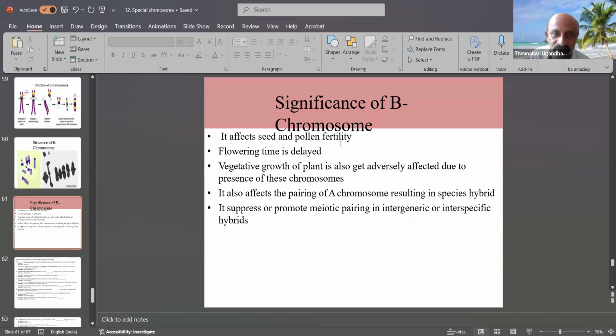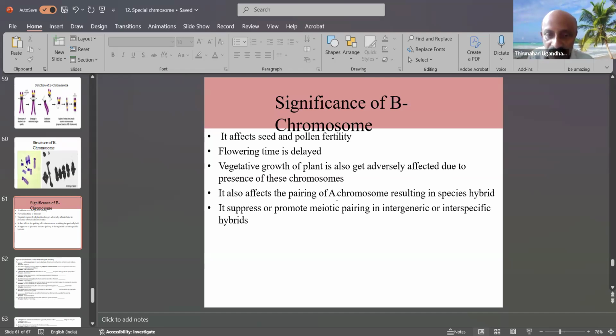The significance of the B chromosomes: they affect seed and pollen fertility. They are present in grains. They affect the seed and pollen. Also, flowering time is delayed. Vegetative growth of the plant also gets adversely affected due to the presence of these chromosomes.